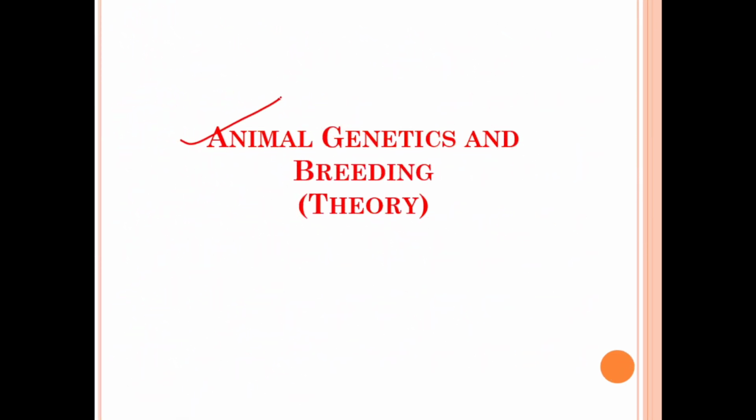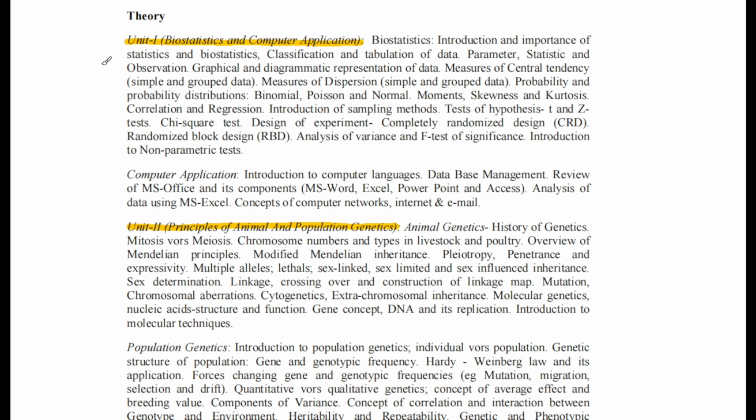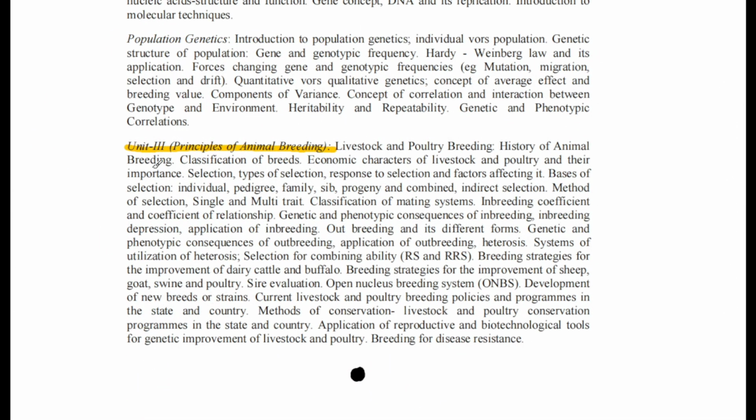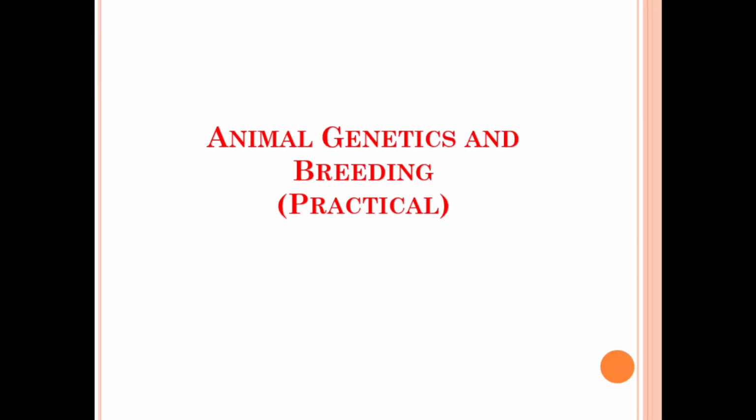Moving on, we will discuss the syllabus for the theory portion of animal genetics and breeding, also known as AGB. In total for the theory portion of animal genetics and breeding, we have 3 units. The first unit deals with biostatistics and computer applications. The second unit deals with the principles of animal and population genetics. And the third unit deals with the principles of animal breeding.